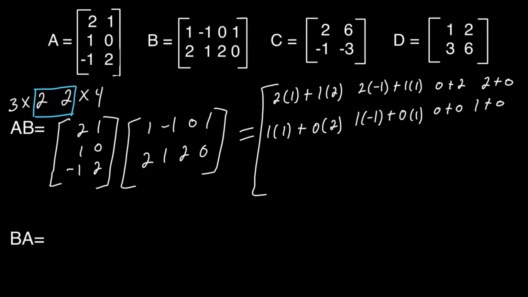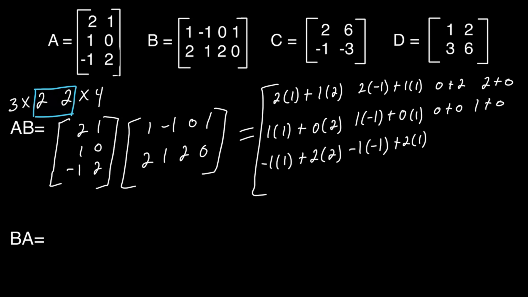And now we come down to our very last row. All right, we're at home stretch here. So negative 1 times 1. And again, I'll write that in for you. Negative 1 times 1 plus 2 times 2. And remember, I got this 2 and multiplied it by this 2. Now negative 1 times negative 1 plus 2 times 1 plus 2 times 1.